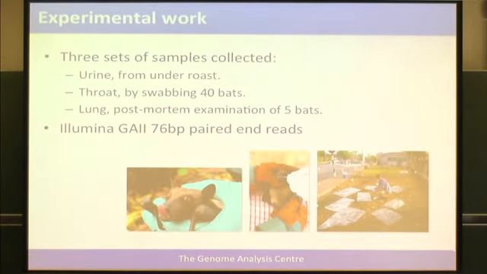So experimental work was done and 3 sets of samples were collected. There were plastic sheets put under the roost and urine samples collected. Bats were captured and their throats were swabbed. And then there were some lung post-mortem samples taken. And this was done a couple of years ago, so the reads are relatively short. They're GA2 76 base pair reads.